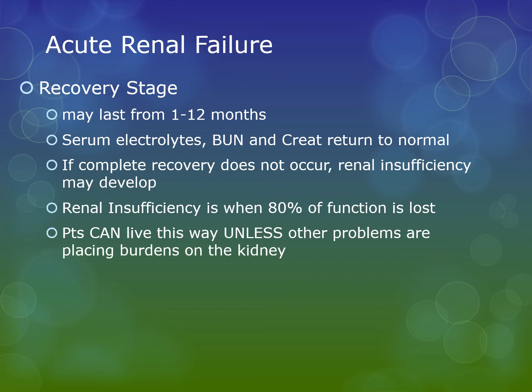So from 50 to 80, they're kind of going into renal insufficiency. When they hit 80, they are in full-blown renal insufficiency. So that's 80% loss of function. Now they can live this way unless other problems are placing additional burdens on the kidney, and the reason they can is because of something called organ reserve, which we'll discuss momentarily.